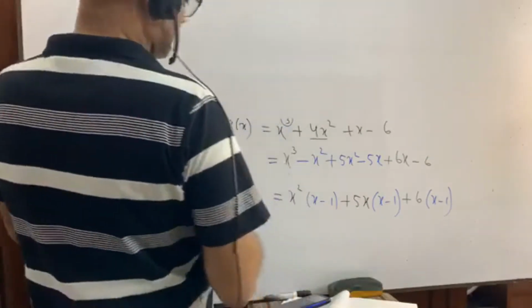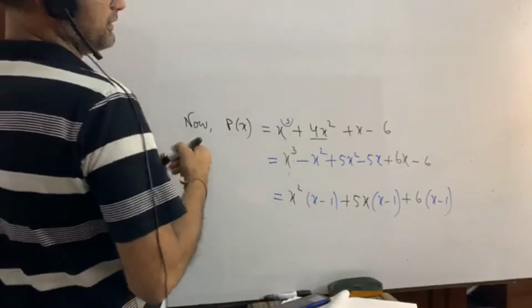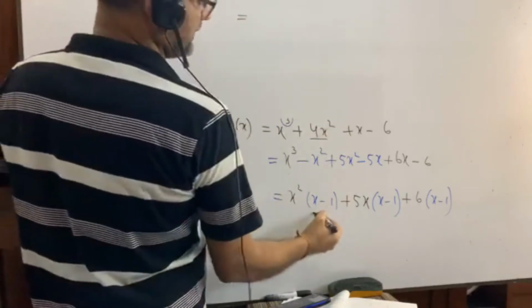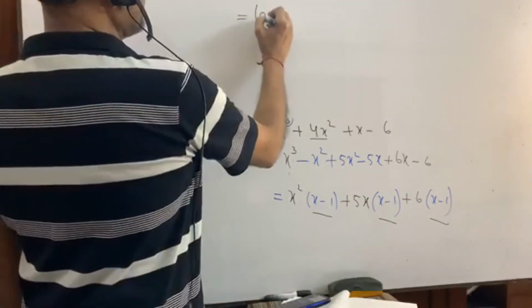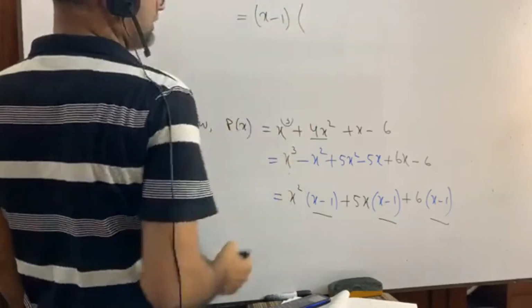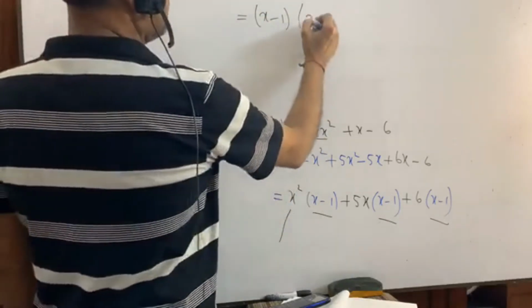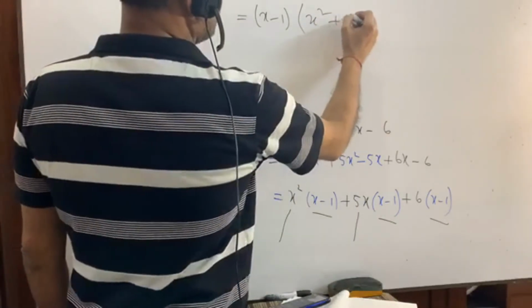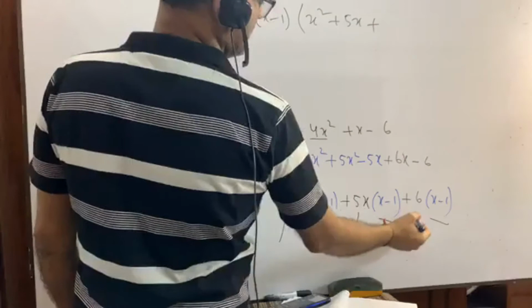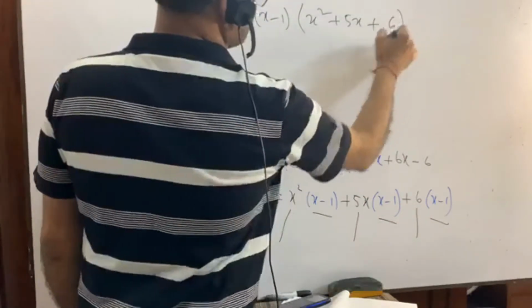That means we can write here, after this we can see that x minus 1 can be taken common here. Then what is uncommon? Here it is x square, plus 5x, and plus 6.